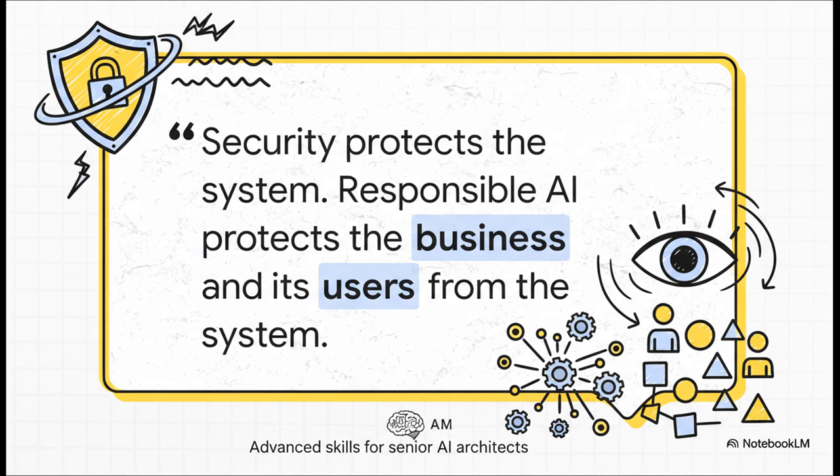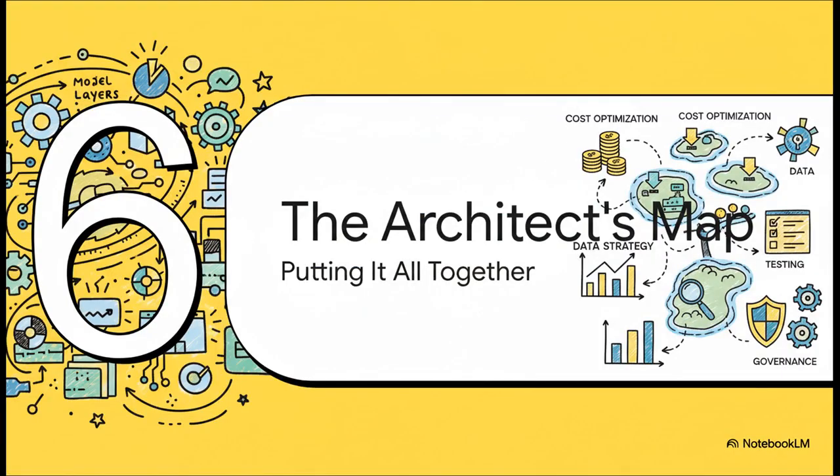I think this quote just sums it up perfectly. Security is all about protecting your system from the outside world. Responsible AI, well, that's about protecting the outside world, your users, your customers, your whole business, from any unintended harm your system might cause. Okay, we have covered a ton of ground, exploring all these key layers an architect needs to own.